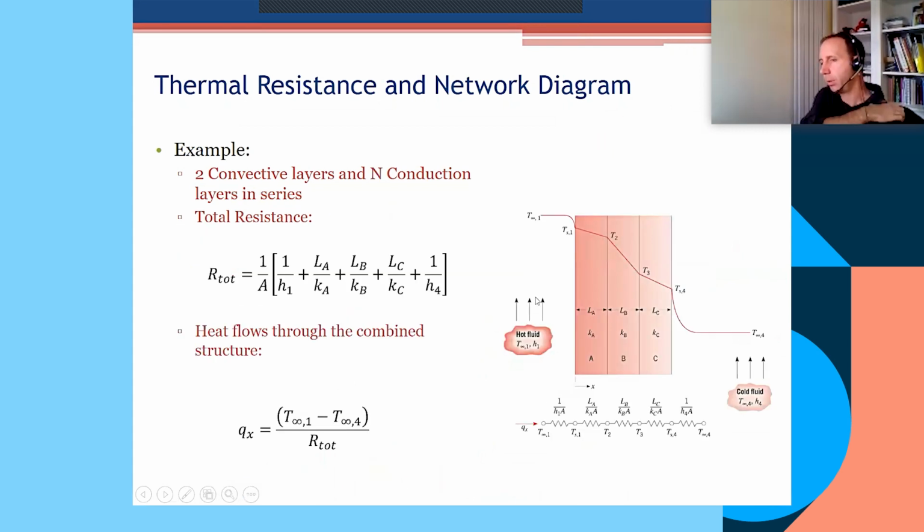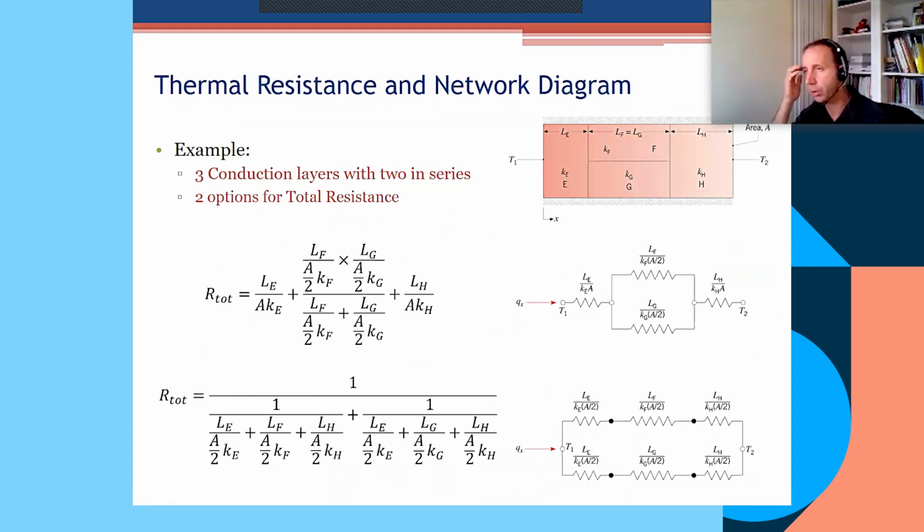If you've got multiple layers, convection and conduction as shown here, you end up with something slightly more complex, but the thermal network is the same. Then if you've got a more complex network with parallel and series parts, you can put your series and your two parallel. Calculate first the total resistance of this one, and then the total of the three would be the sum of this one plus this one.